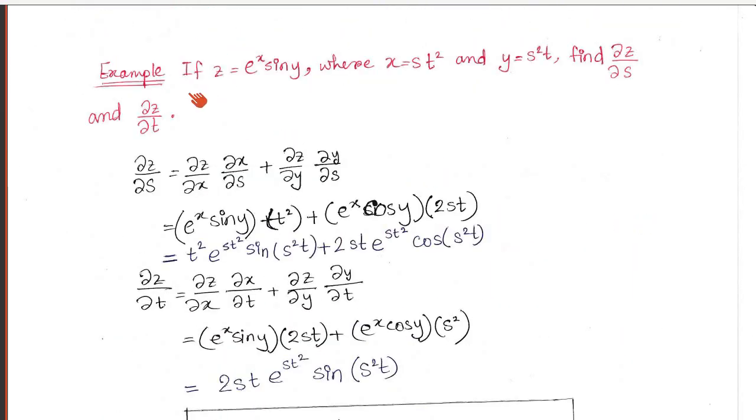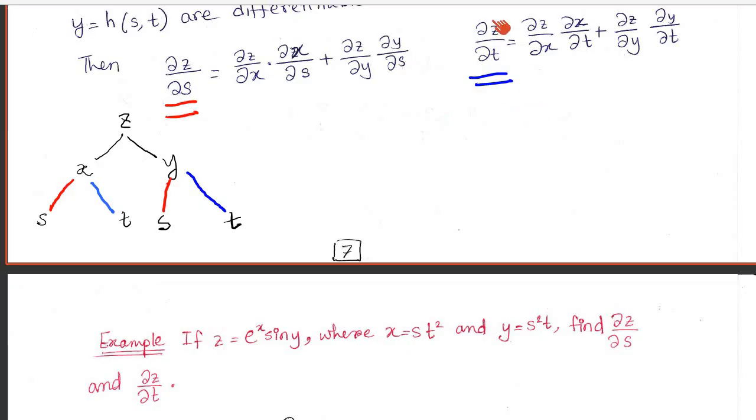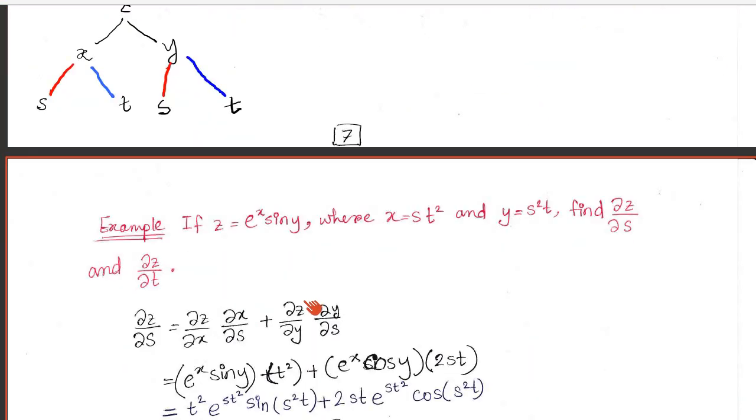So let's solve this problem. If z is equal to e to the power x sine y and x is equal to st square, y is equal to s square t, find dz by ds and dz by dt. So dz by ds we just found out this one. So using this formula, dz by dt, we are going to use this formula.